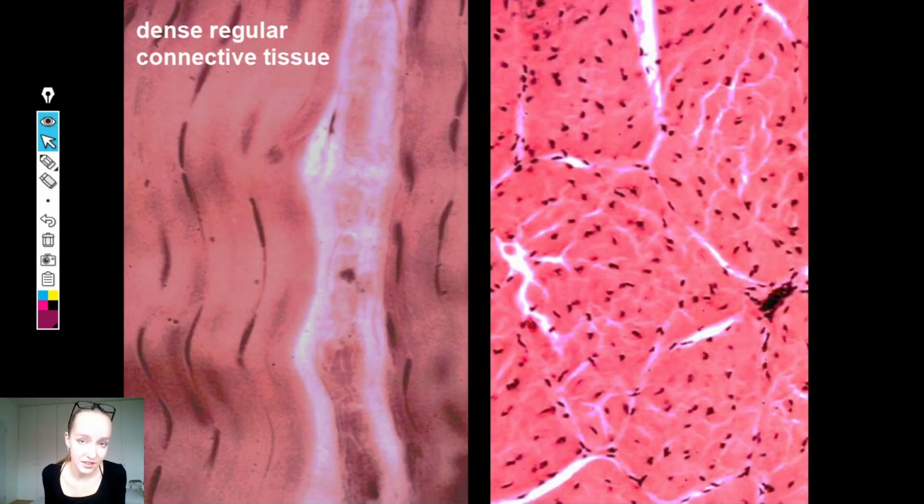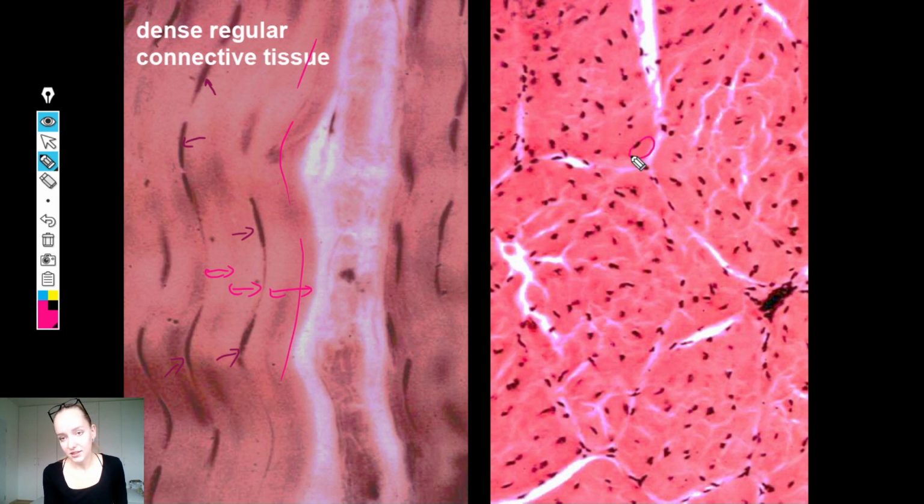And here we have dense regular connective tissue, which is typical for ligaments and tendons. You can find it in tendons. What we can see right here are very thick collagen fibers, and between these collagen fibers we can see narrow cells that are probably fibrocytes. This is a longitudinal section of some tendon, I guess, and this is a cross section.